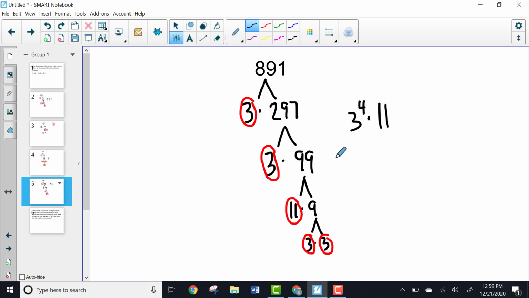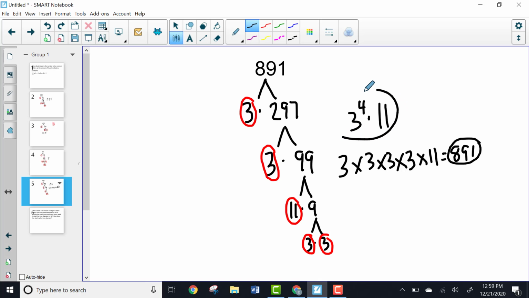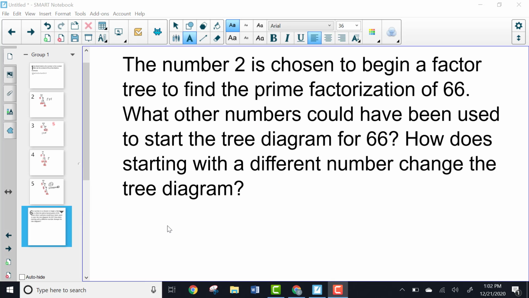And a way to check that is you can just put in your calculator 3 times 3 times 3 times 3 times 11, and that's going to give you 891 for your answer there. So the prime factorization of 891 is 3 to the power of 4 times 11. So let's take a look at this final problem.